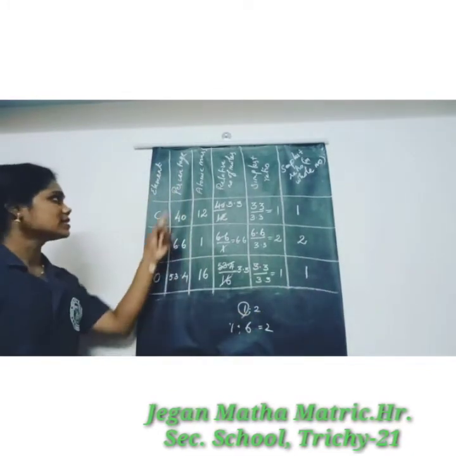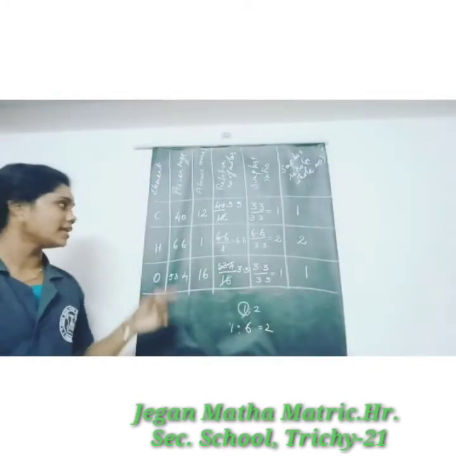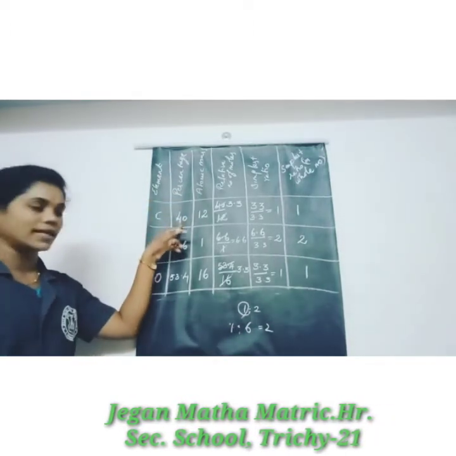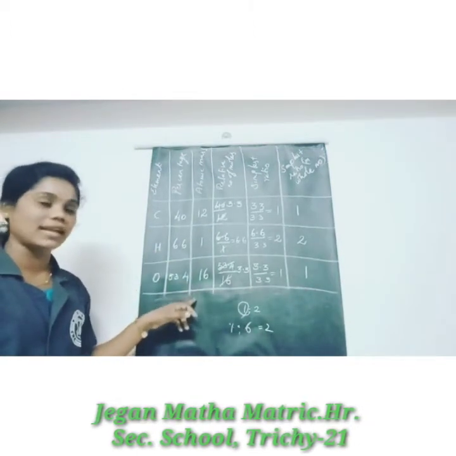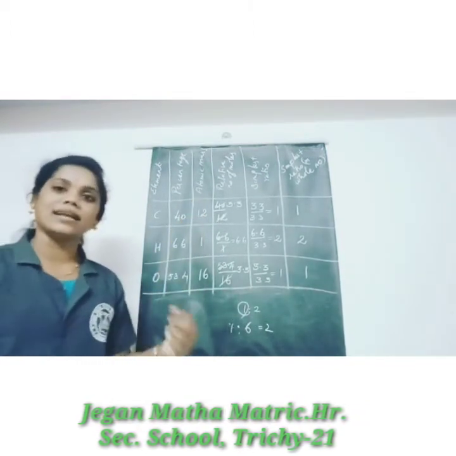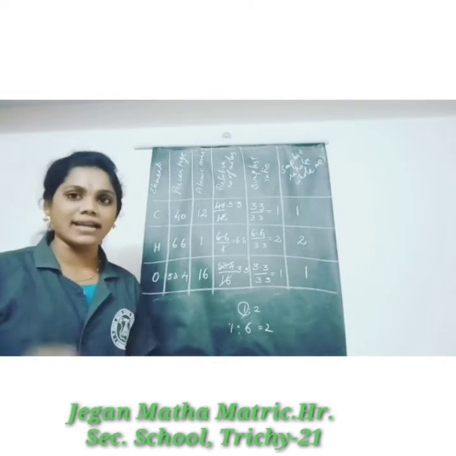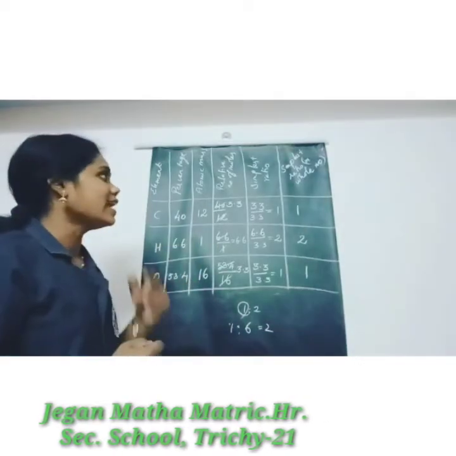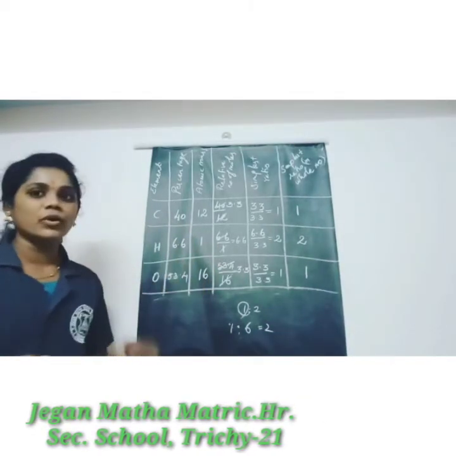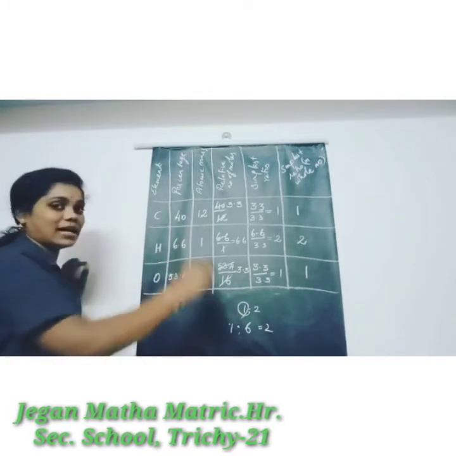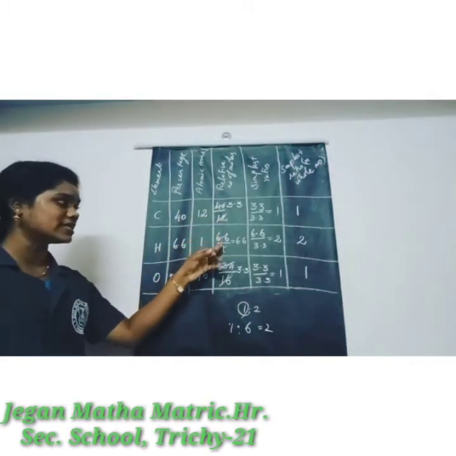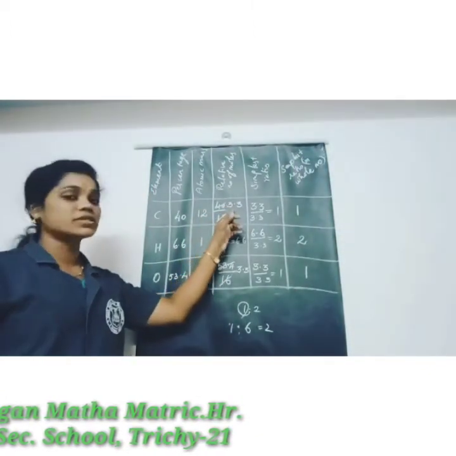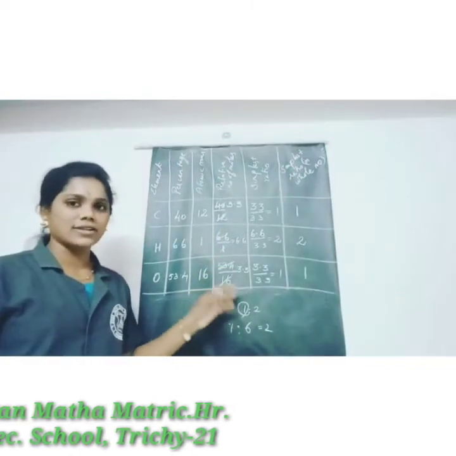So first the elements given in the question: carbon, hydrogen and oxygen. After that the percentages: 40, 6.6 and 53.4. Then atomic mass, which we already know: carbon 12, hydrogen 1 and oxygen 16. And relative number of moles means percentage divided by atomic mass. So 40 by 12, 6.6 by 1 and 53.4 divided by 16. Cancel these terms: here 3.3, here 6.6, here also 3.3.